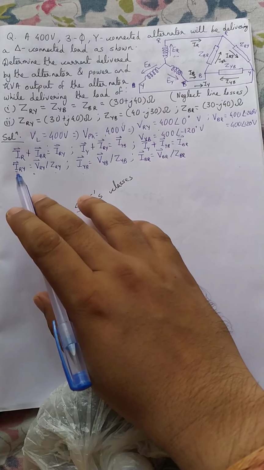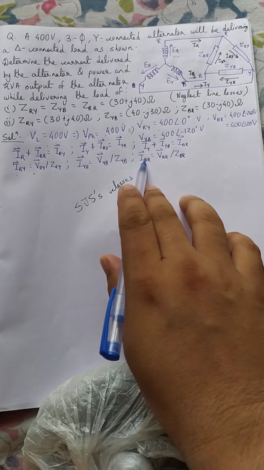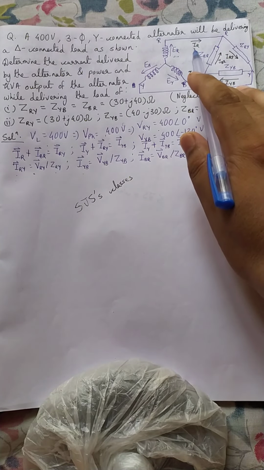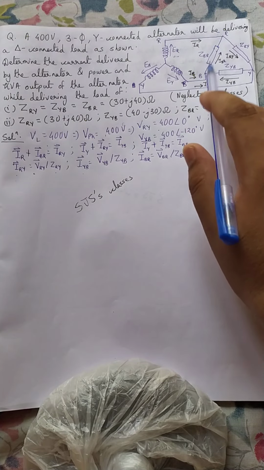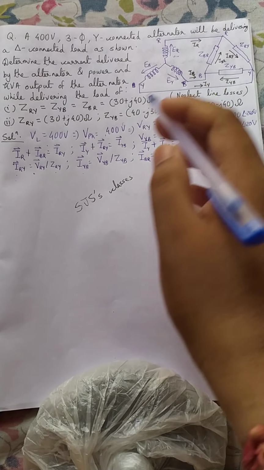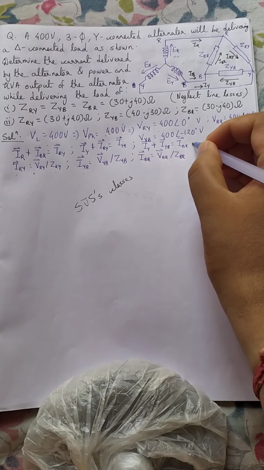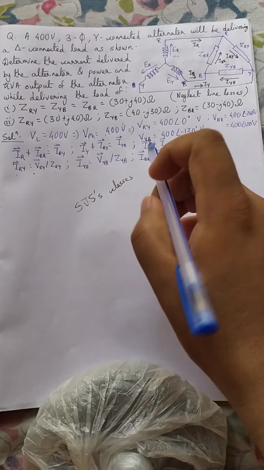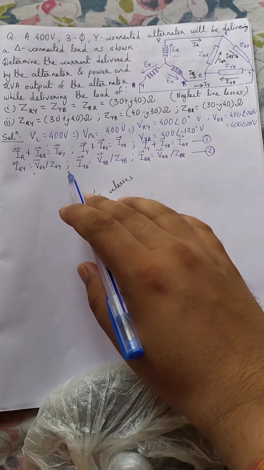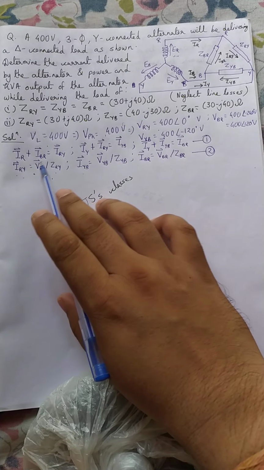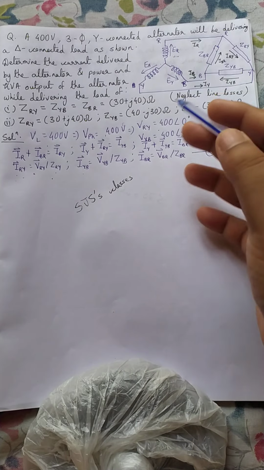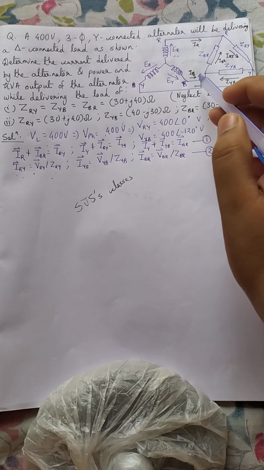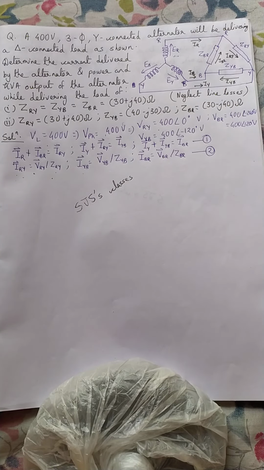Now once we are knowing IRY, IYB, IBR, so correspondingly we could find out what will be the line current, that is IR, IY and IB by this relation. Let it be equation number 1, this be equation number 2. So initially we would be using equation number 2 to find out IRY, IYB, IBR. Putting the values in equation 1, we would be finding out IR, IY and IB. That is the line current we would be finding out.